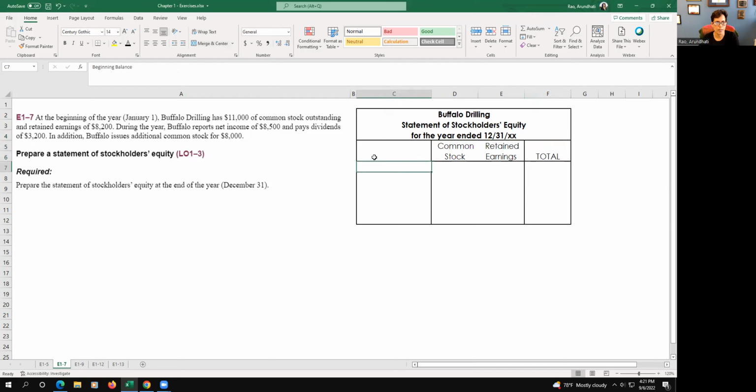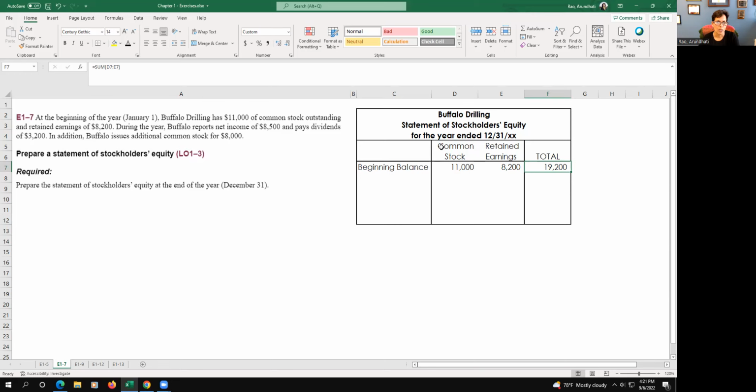Now we will always start out with the beginning balance. If it's a brand new company, these beginning balances will be zero. But we don't have a brand new company because they've given us beginning balances. They've told us common stock is 11,000 and retained earnings is 8,200. So let's go ahead and just plug those numbers in immediately. No calculation needed. We have that number. 11,000 plus 8,200 is 19,200 is what I started the year with in my statement of stockholders' equity.